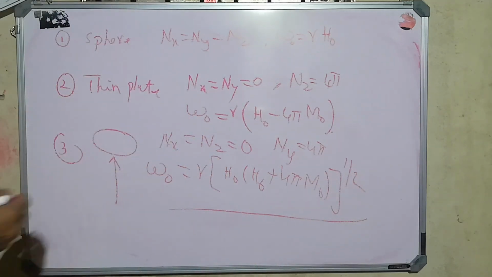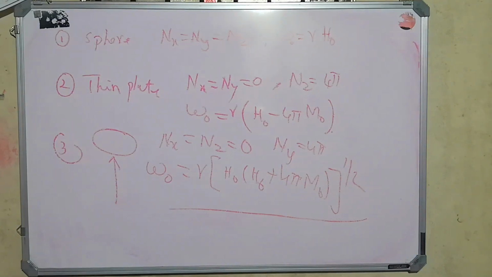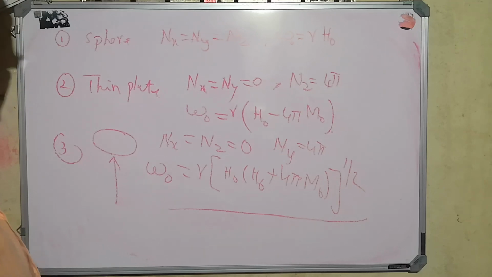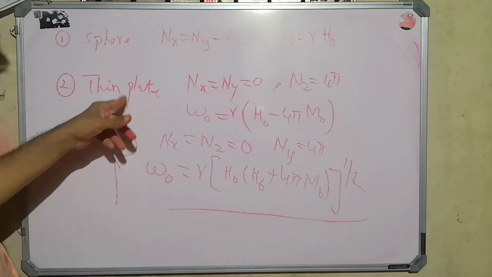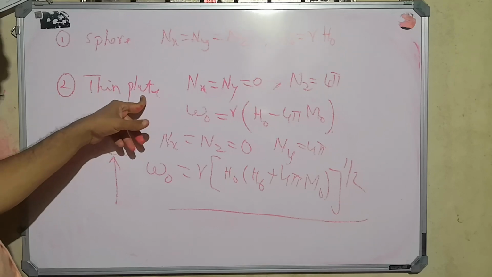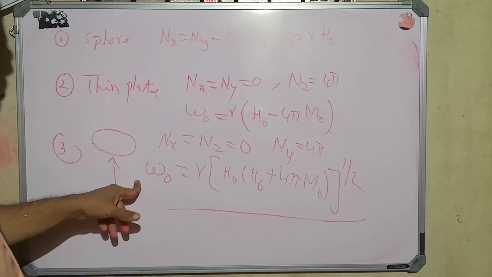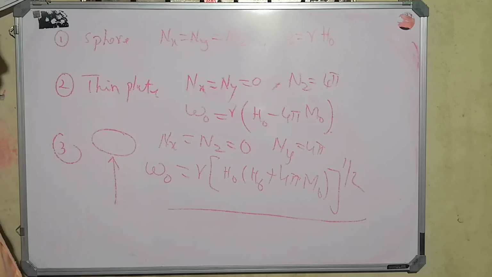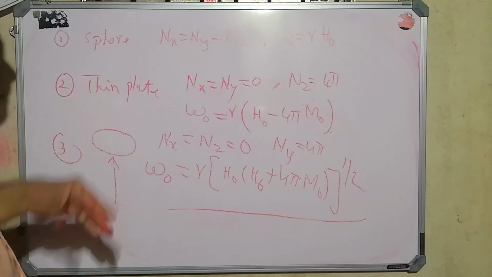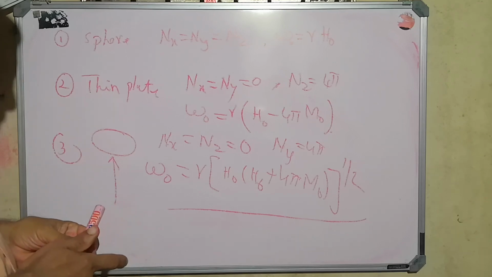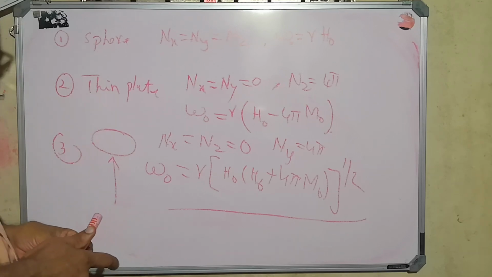So from all these things, you can observe that as the shape changes, the resonant frequency also changes, and also the orientation. Even though it is the same thin plate, here the magnetic field is perpendicular and here it is parallel to the plate, and the resonant frequency changes. It is due to the effect of local field changes as the orientation or shape of the specimen changes. That is about FMR. Thank you.